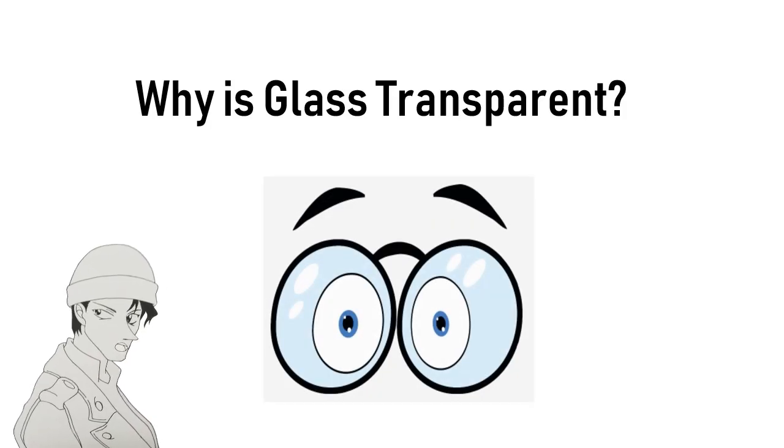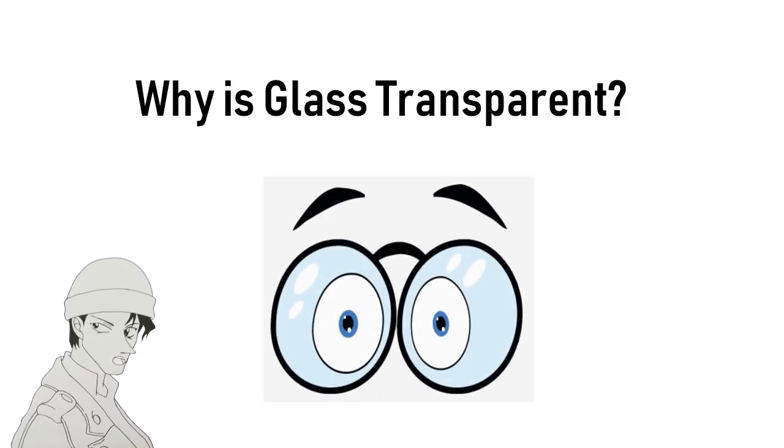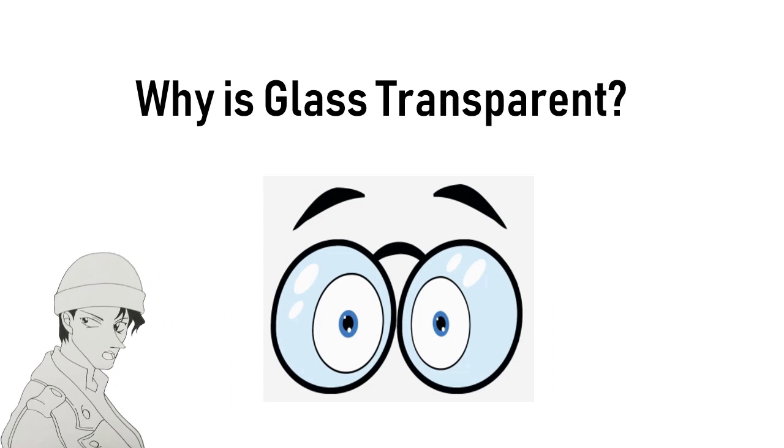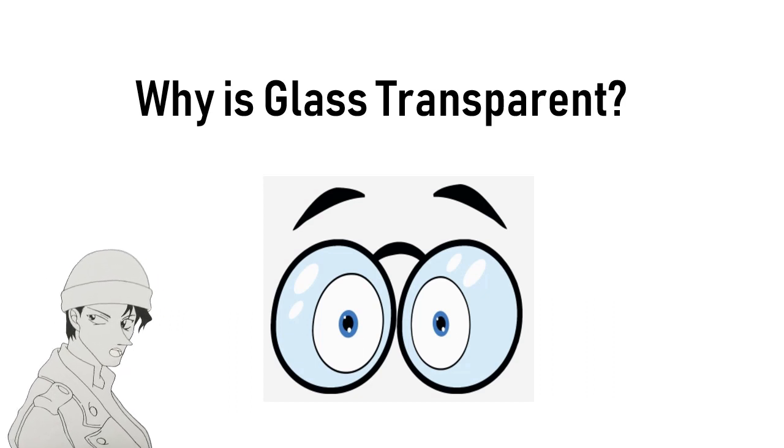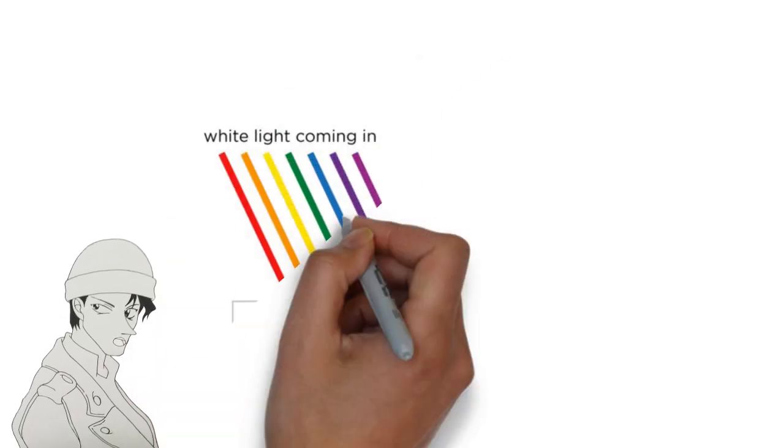Have you ever wondered why we can see various types of colored objects around us? Have you ever wondered why, when you look through a glass, you can see through it? That is, it appears to be transparent. Before I can tell you the answer, you need to understand how we see the objects around us.